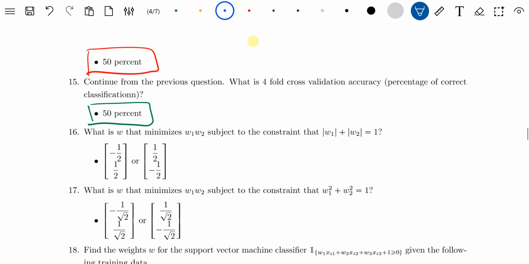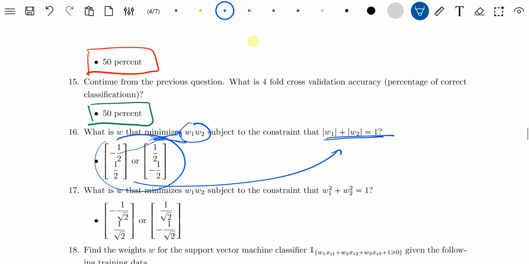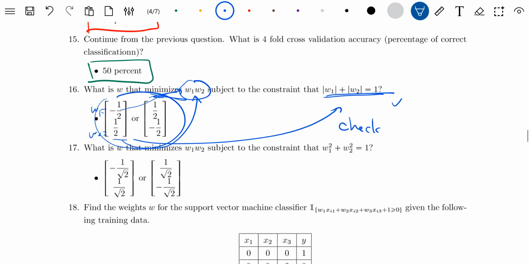For these two questions, you don't actually need to do anything because on the midterm it's multiple choice. So you have multiple possible answers, and what you do is just substitute all of them to here and see which one gives you the lowest number, so it actually minimizes that. And also you need to remember to check that they do satisfy this constraint. So substituting W1 is -1, W2 is minus half, and W2 is half into this, it works. So remember to check, and after you check them, just substitute them into the objective and see which one actually minimizes compared to the other choices. And you do the same thing here.